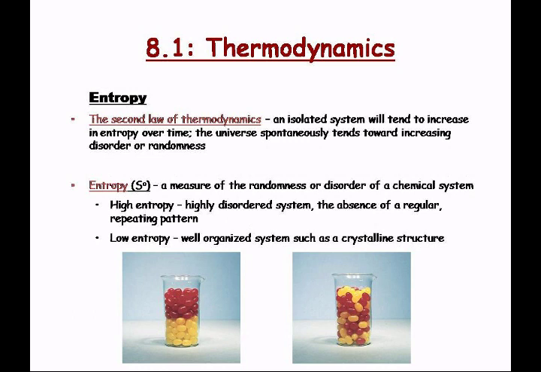Didn't take very much energy to make it look like this. So again, entropy is S. We're going to usually be talking about delta S, which is the change in entropy, okay? Entropy itself is a measure of randomness or disorder of a chemical system, in this case when we're referring to chemistry. So if I have high entropy, we say this is a highly disordered system. Like here, the absence of any regular repeating pattern.